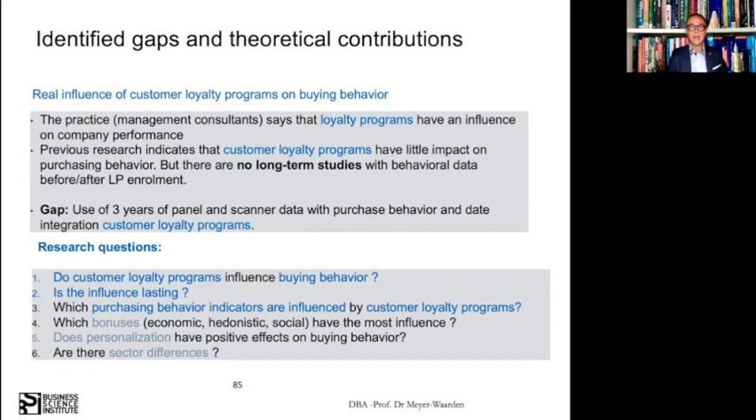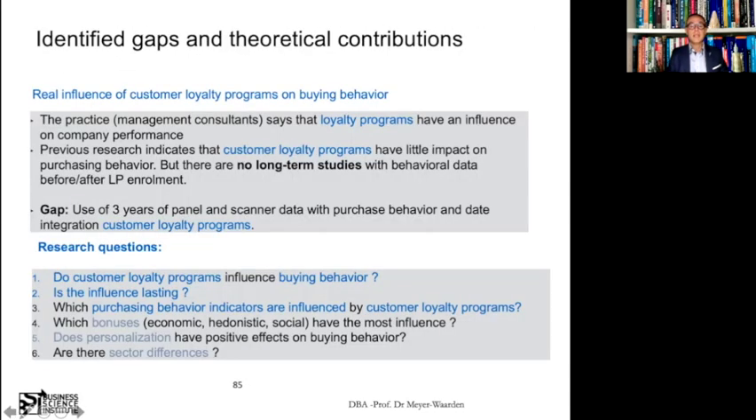Is the influence lasting and long-term oriented? Which purchasing behavior indicators are influenced by customer loyalty programs, such as, for example, purchase frequencies, purchase baskets, share of wallet? Which rewards, economic, hedonistic, or social rewards, have the most influence? Does personalization have positive effects on buying behaviors? Because loyalty programs collect data, and thus the question is if this data enables firms to do personalization and subsequently influence buying behaviors. And finally, are there sector differences according to retail or the service?